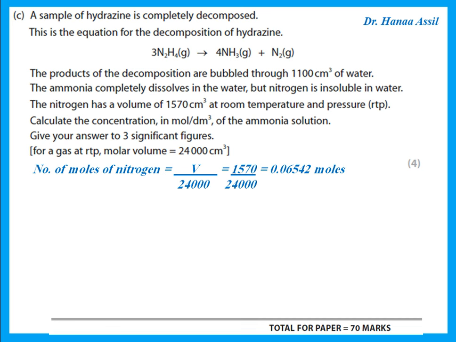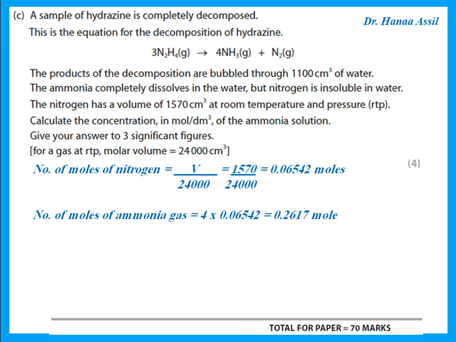Now I can go back to the equation on top and relate the number of moles of nitrogen to the number of moles of ammonia. You can see that the equation says if I have 4 moles of ammonia, I have 1 mole of nitrogen. That means the number of moles of ammonia should be 4 times that of nitrogen. So I can get number of moles of ammonia. It is 4 times what I got for nitrogen.